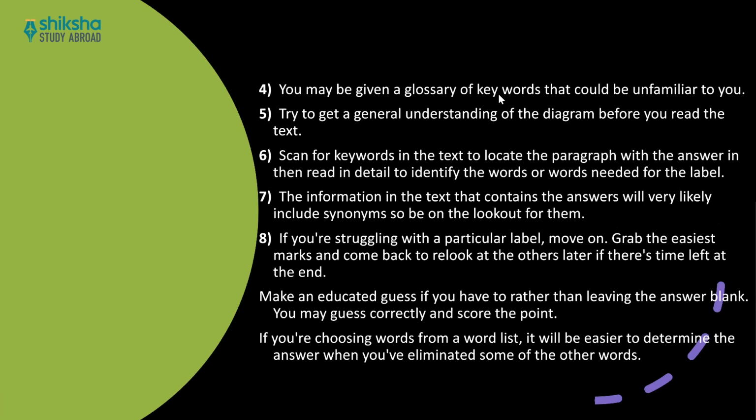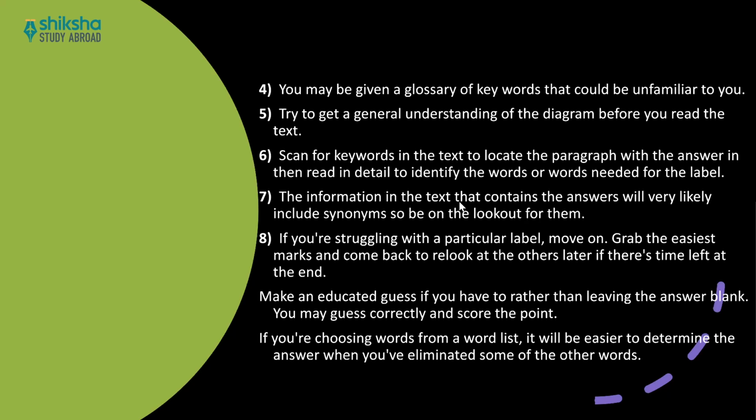Fourth tip is, you may be given a glossary of keywords that could be unfamiliar to you. Fifth is, try to get a general understanding of the diagram before you read the text. Next tip is, scan for keywords in the text to locate the paragraph with the answer in it, then read in detail to identify the word or words needed for the label. Seventh tip says, the information in the text that contains the answers will very likely include synonyms too, so be on the lookout for them.